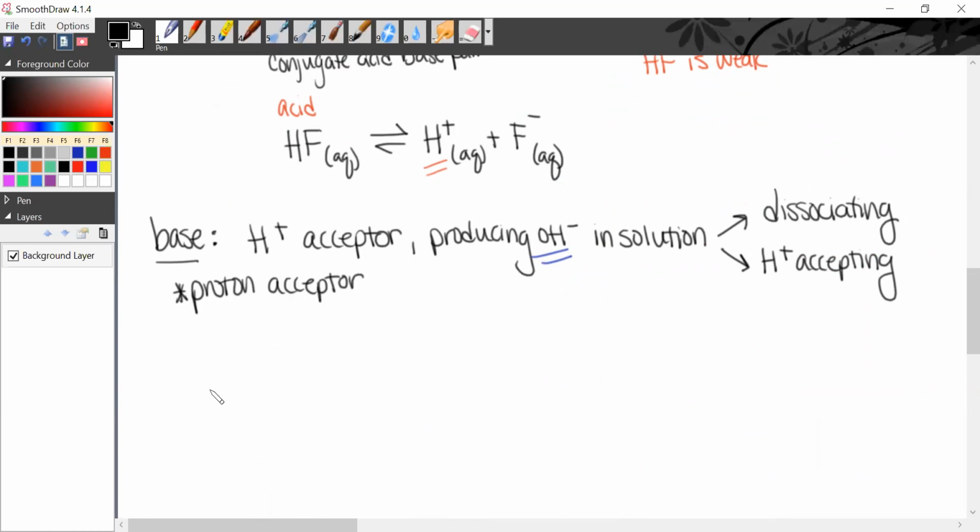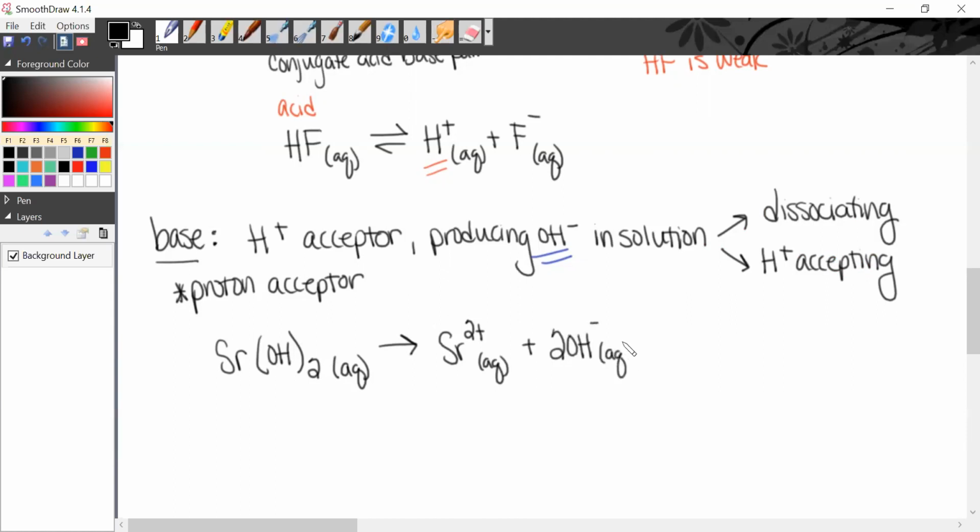Let's take a look at an example of a strong base. So a strong base would look like this. It would have hydroxide in it. We'll write a rule for strong bases. If I have a metal hydroxide, a metal cation with this hydroxide anion, and I put it in water, it dissociates completely into strontium ions. And for every one strontium ion, I produce 2 hydroxide ions. So there's the OH minus.